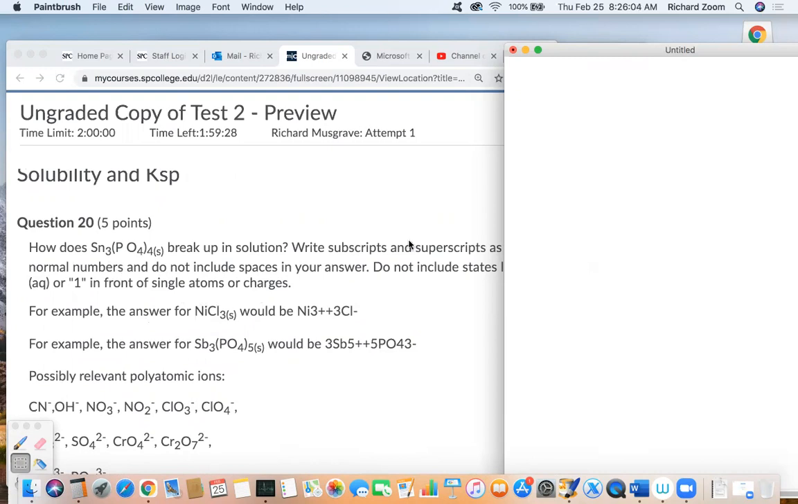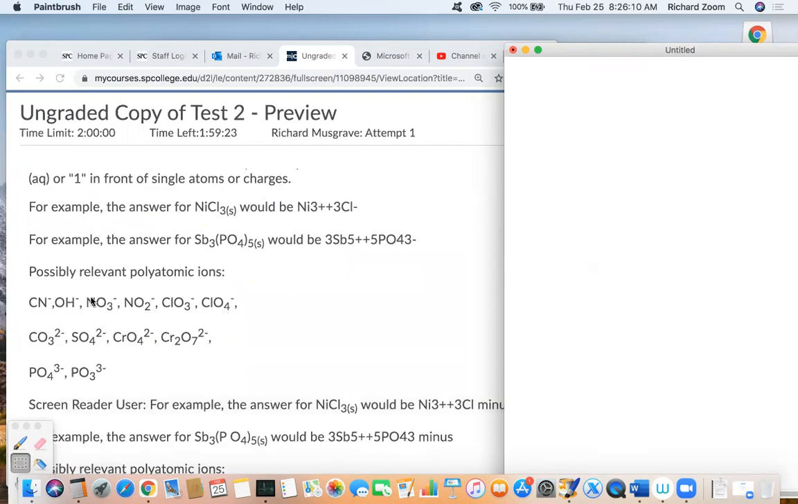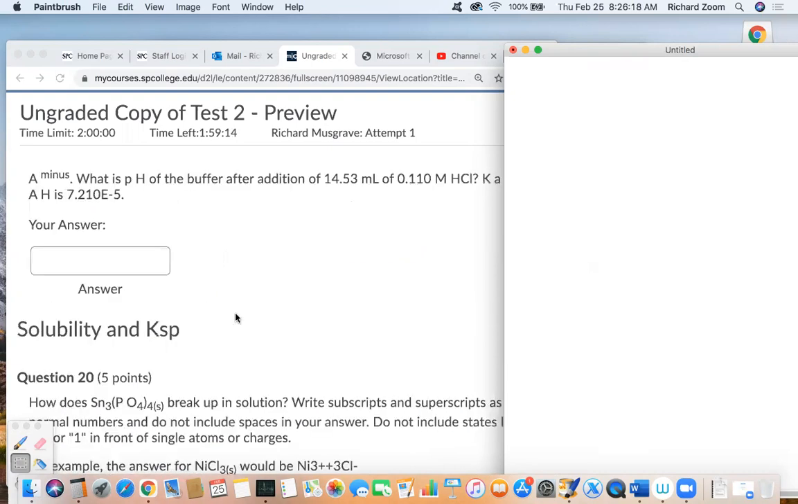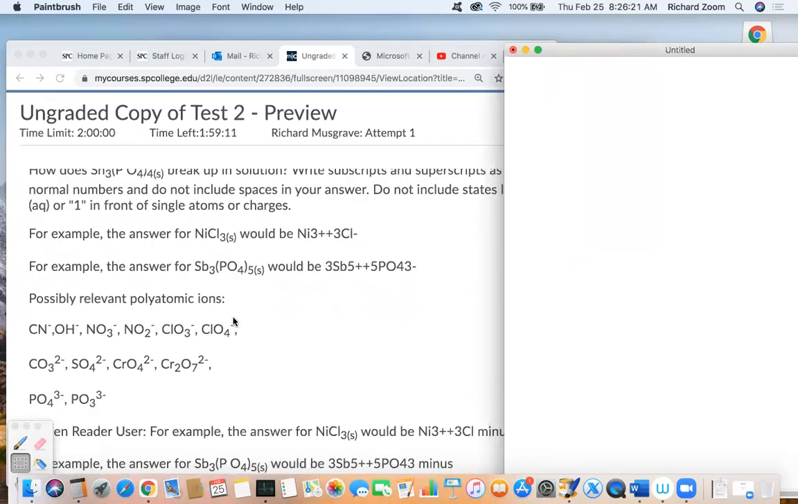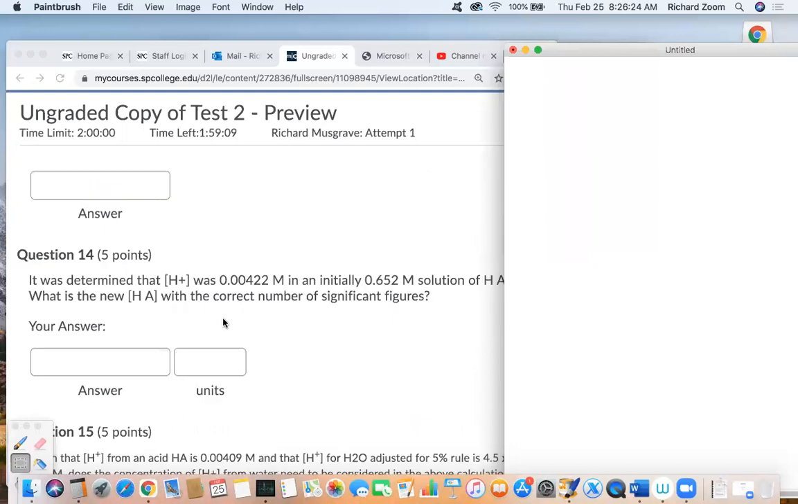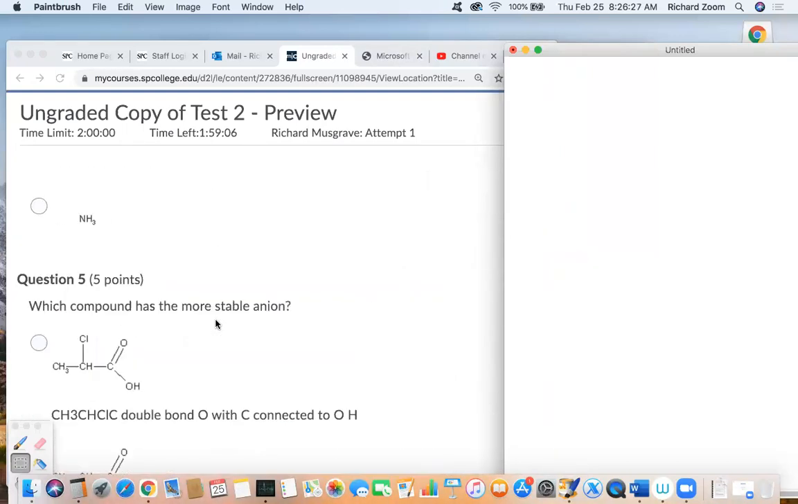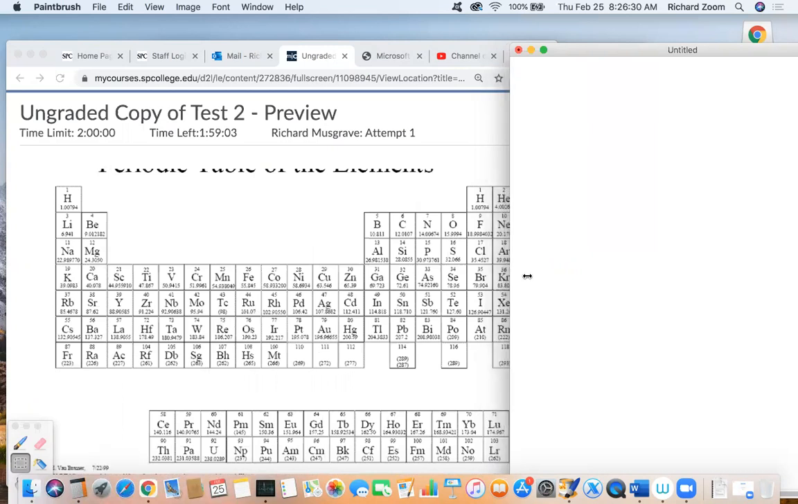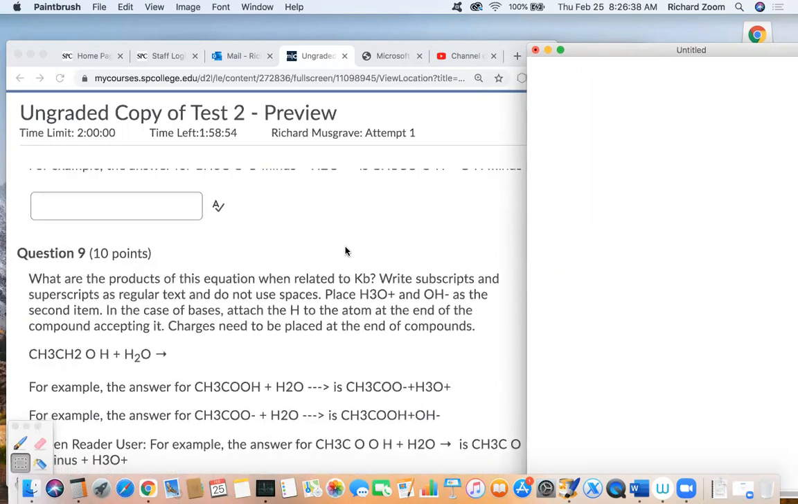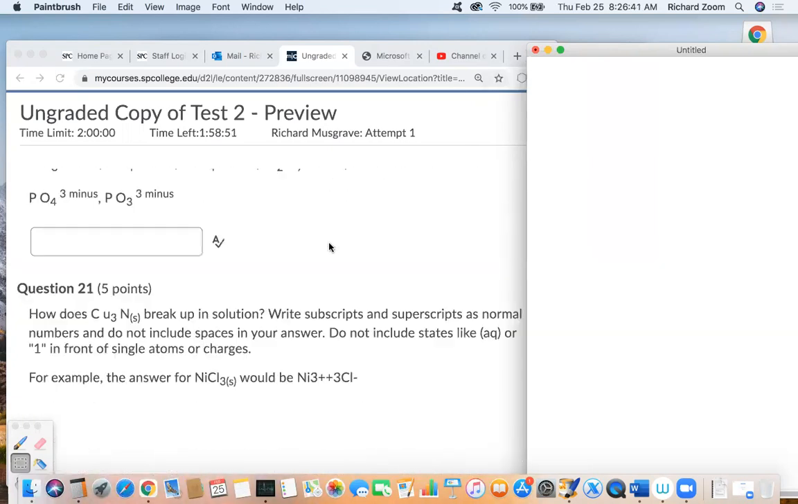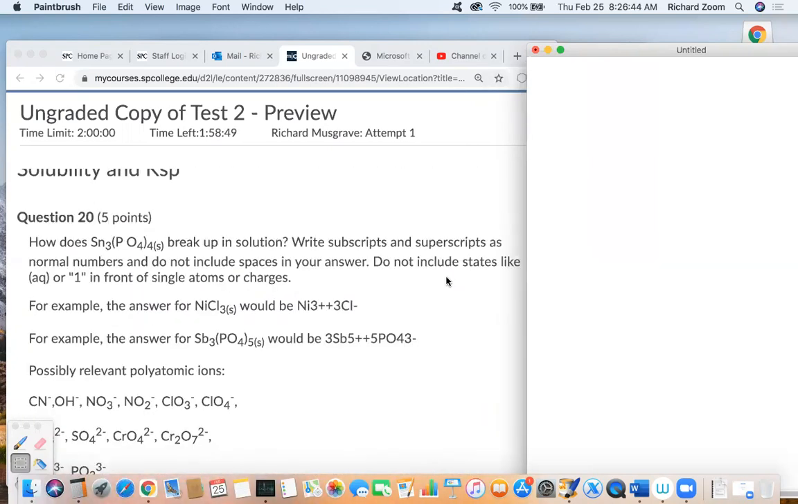how does Sn3(PO4)4 break up in solution? Along with this, I do give you a list of possibly relevant polyatomic ions. So these are not ones you have to memorize. You might have to know the charges on certain things on the periodic table, and I'll give you some ideas about that. Group 7 is going to be 1 minus, group 6 will be 2 minus, and nitrogen will be 3 minus, so you should know that. That would be the only thing I think you should know, because everything else is given to you here.